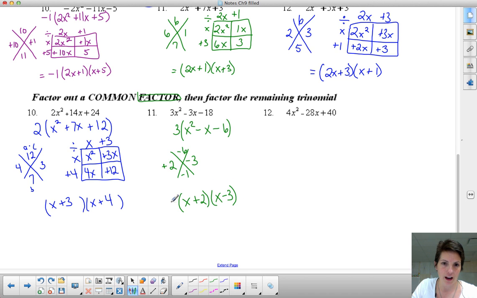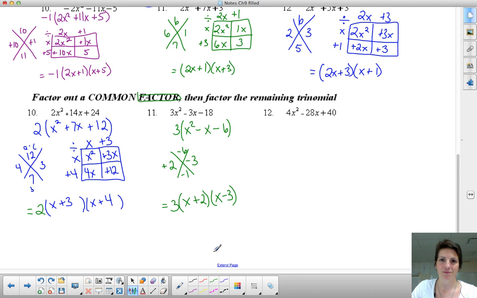And I just caught an error. I forgot to bring down my greatest common factor. And look, I forgot to do it here in number 10. Mrs. Sturgeon would have lost some serious points. Now put it back in. Always keep that common factor out in front. Give problem number 12 a try, and then come back and check your work.